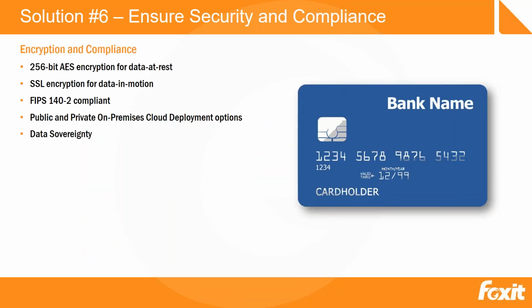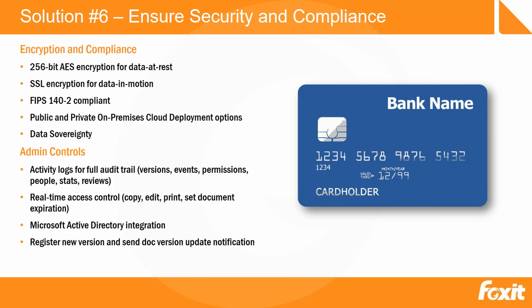The sixth solution is around security. So we have a full suite of security features here with 256-bit encryption, SSL, FIPS 140-2, and also we have private on-prem deployments of our cloud offering. This is the cloud offering that tracks your documents. Many government agencies need to know their data resides on U.S. soil, so we have that capability. And we also have a whole suite of administration controls for different permissions, for different access controls of those documents.